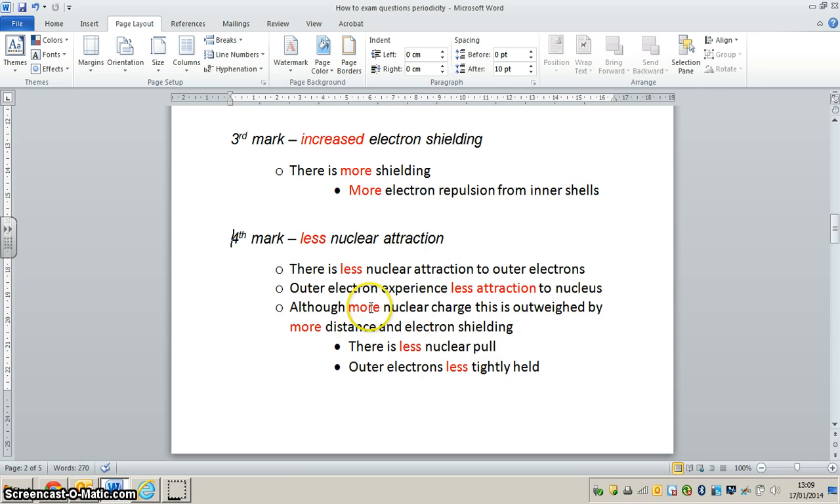At a stretch, you could say that as you descend the group, the outer electrons experience less nuclear pull, or as you descend the group, the outer electrons are less tightly held. This is not as precise an answer that would be expected to be written, and certain markers may overlook this fourth marking point if you write one of these last two bullet points.